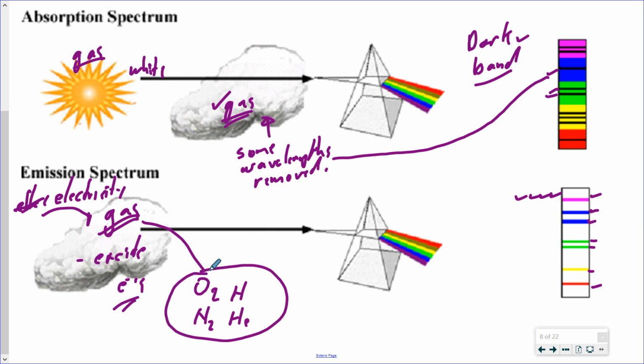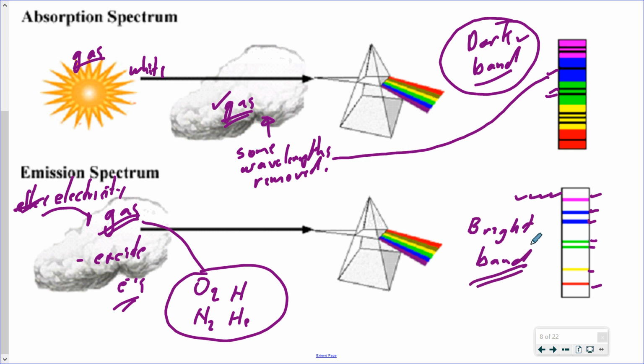So how can we use this information together, the absorption spectrum and the emission spectrum, to learn a little bit more about the universe? Oh, and this one here was called a dark band spectrum. This one here is also called a bright band spectrum. We can now see these bright bands, and we have a whole bunch of gaps of things that we don't see.